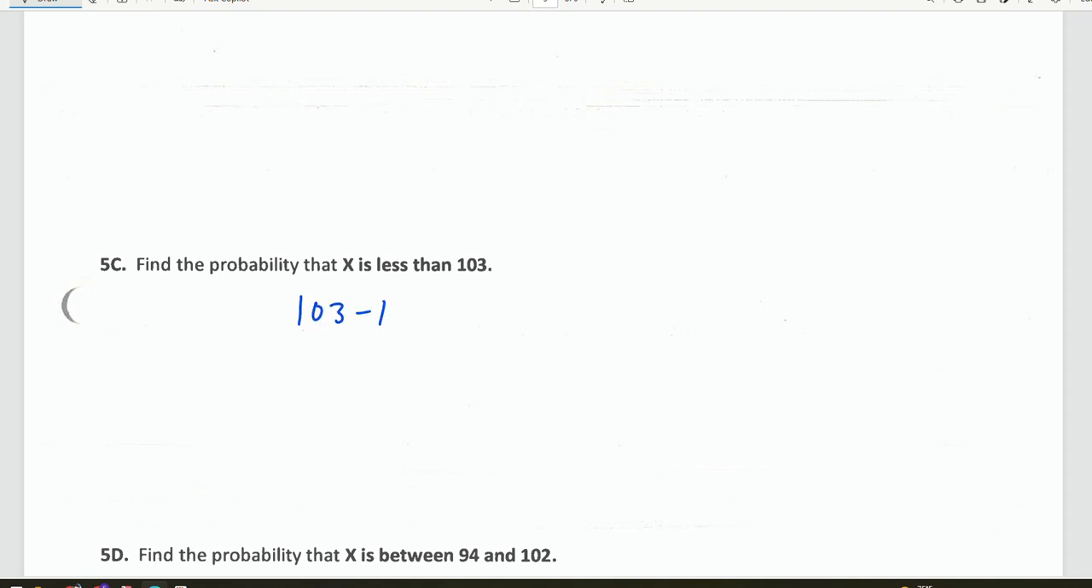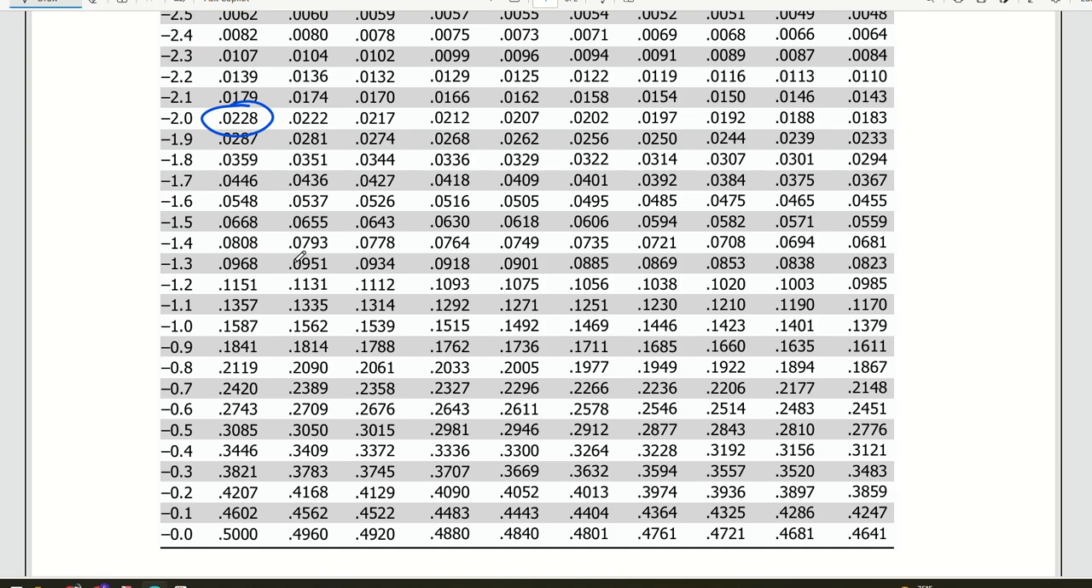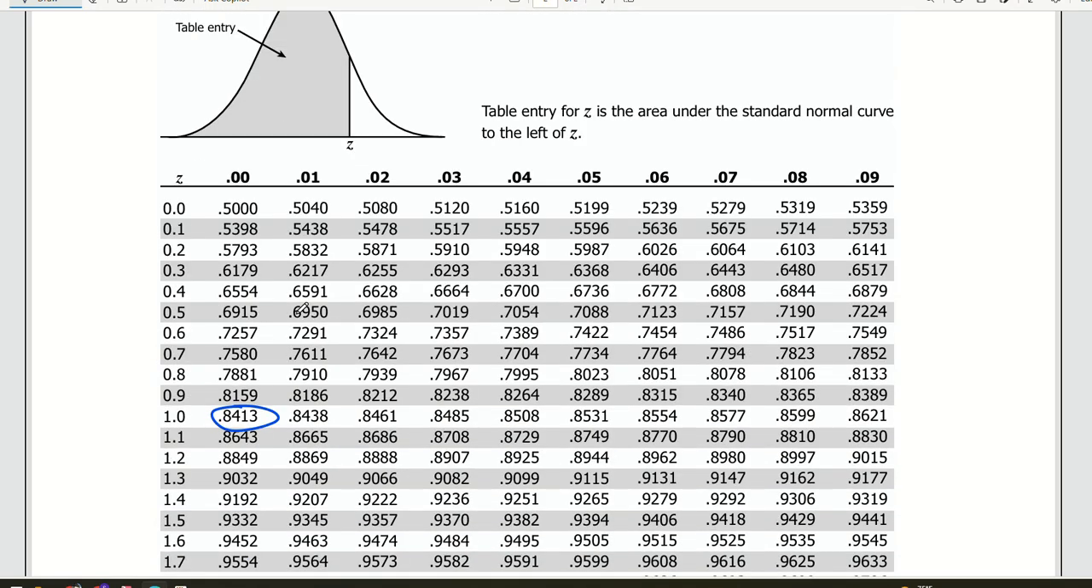103 is the data point minus the mean all over our standard deviation. That will tell us the z-score. That'll be 3 over 4, which is 0.75. So we want the probability, not just the z-score. So we take the z-score, go to our z-table, and go to 0.75.